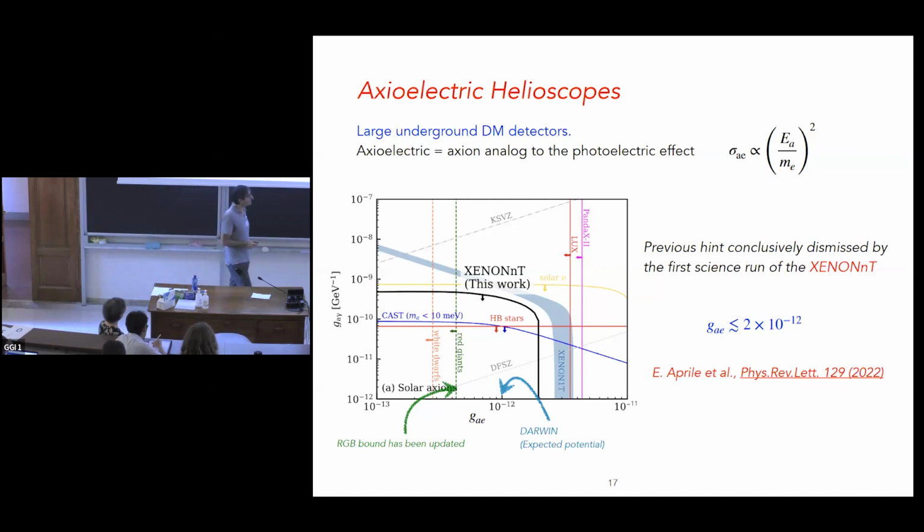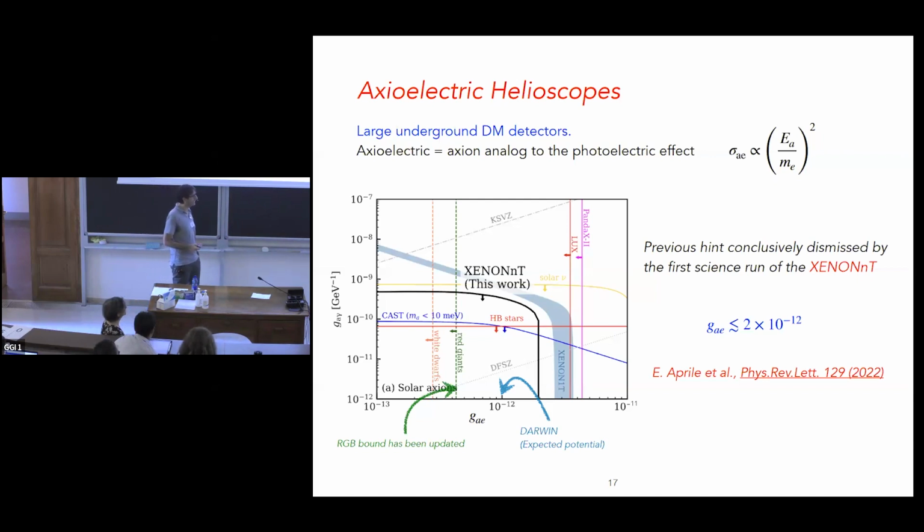And the reason is this. The way they look for axions is the axioelectric effect, which is the analogue of the photoelectric effect, an axion doing the same as a photoelectric effect. The cross section for non-relativistic axions is suppressed by the energy over the mass of the electron, so half an MeV. So with keV energies, this is a big suppression factor. It really kills the cross section a lot.